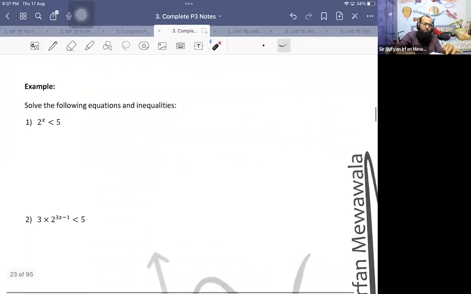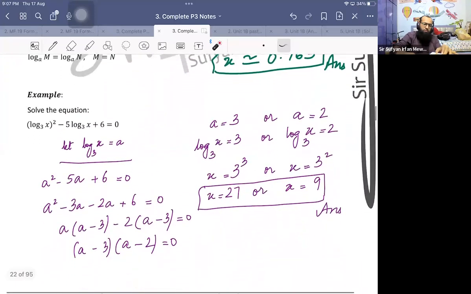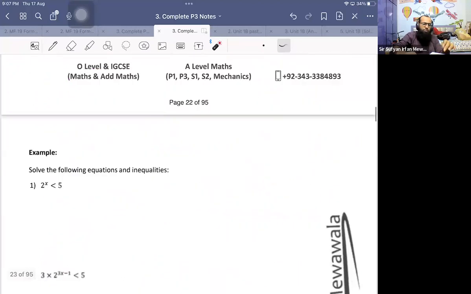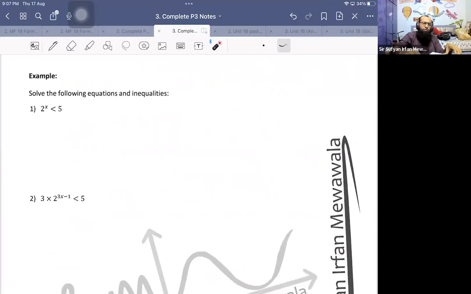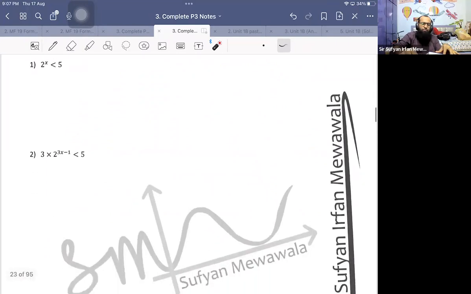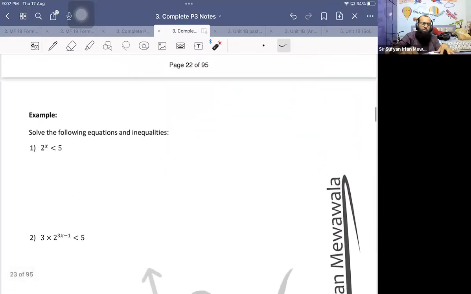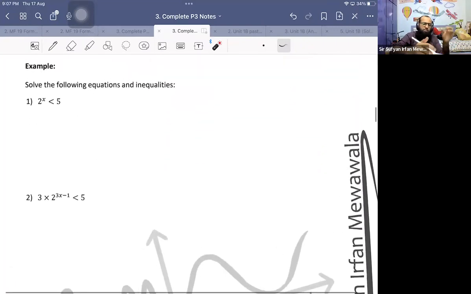Moving forward, solve the equation. This example has been solved. Then come the questions: solve the following equations and inequalities. So the first two examples are inequalities and the third example is of solving an equation. Now, what kind of an equation is this? This is an exponential inequality, just like an exponential equation. It is an exponential inequality because there's a variable in the power and there's an inequality involved.